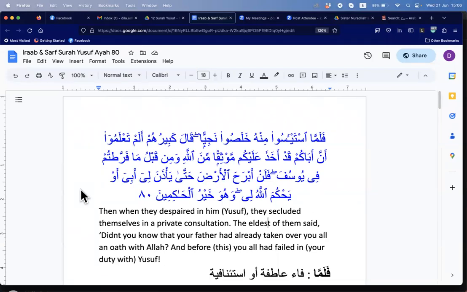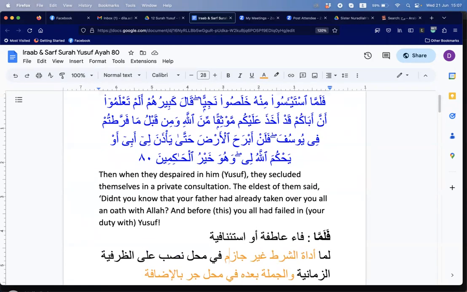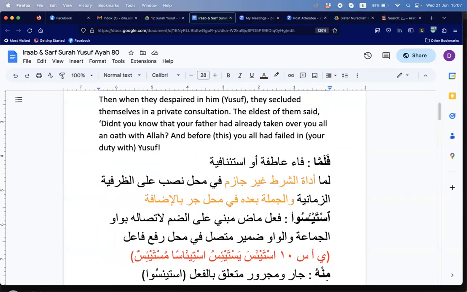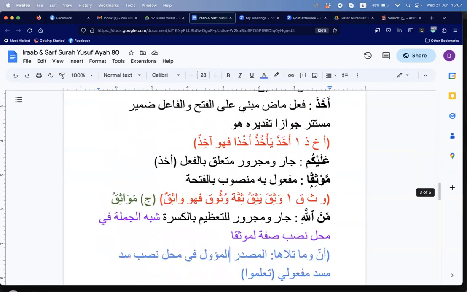Okay, we were at Ayah 80. Just to remind ourselves: when they despaired of Yusuf, meaning they asked him to change the place of one of them, he didn't want to, so they secluded themselves in a private consultation. The eldest of them said, "Didn't you know that your father had already taken an oath from you with Allah? And before this, you all failed in your duty with Yusuf." So we will continue from there.